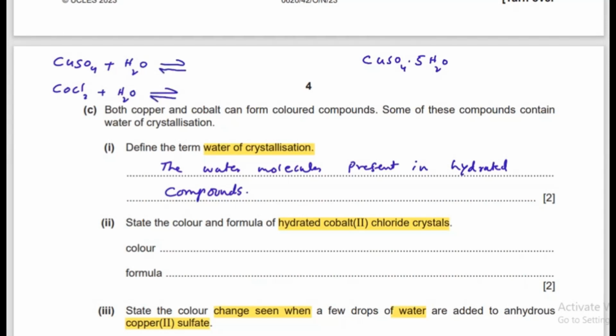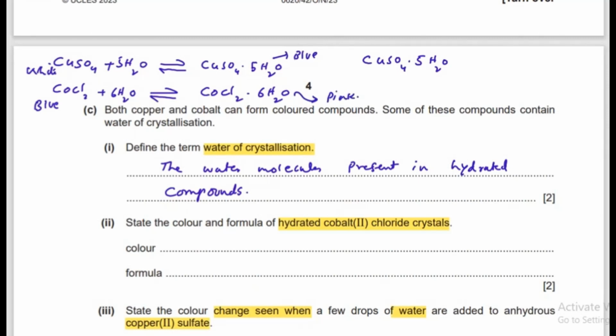Copper sulfate plus water, you will get hydrated copper sulfate, or copper sulfate pentahydrate, and this is hydrated cobalt 2 chloride. If you balance these equations, these are the balanced equations. Now the anhydrous copper sulfate is white in color, anhydrous cobalt 2 chloride is blue in color, hydrated copper 2 sulfate is blue, and hydrated cobalt 2 chloride is pink.